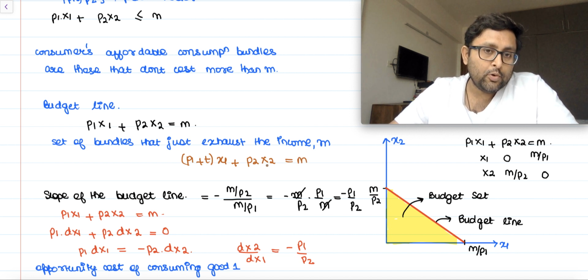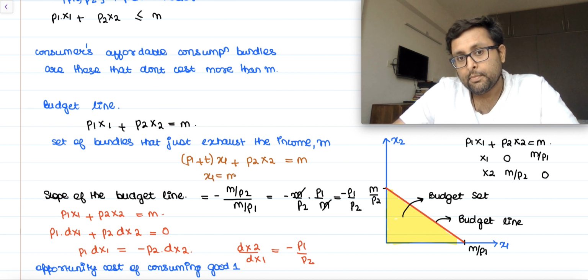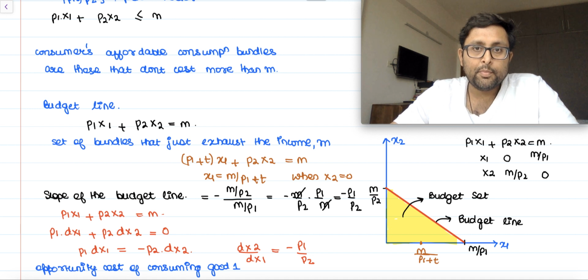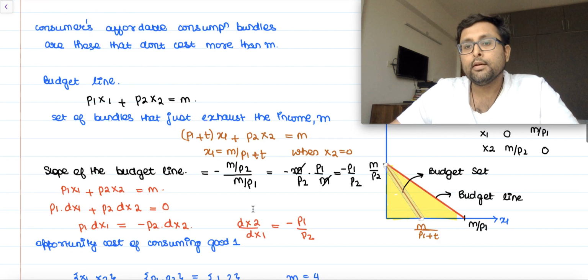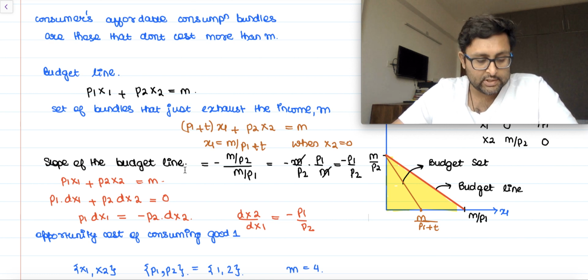So when x2 is 0, then x1 is M upon P1 plus T. Now since the denominator is increasing, x1 becomes M upon P1 plus T when x2 is 0. Naturally, since the denominator is more, this entire fraction is lesser than M by P1. And you have M by P2 out here. So what has happened here is that the budget line has shifted inwards, as you could see in this case.